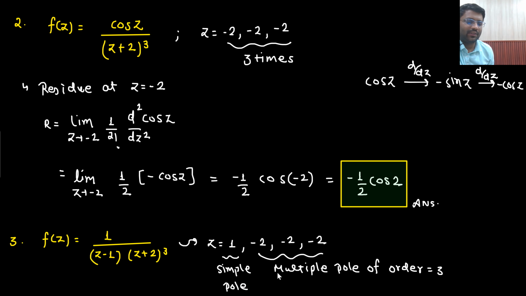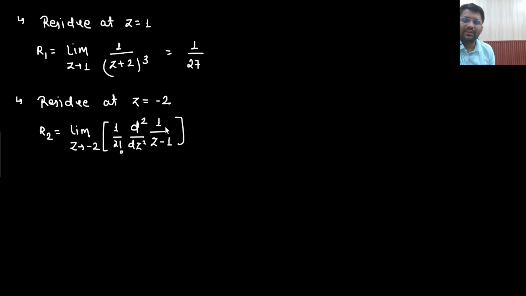So z equals minus 2 is creating the problem. So remove it. Once you remove it, what are you left with? 1 upon z minus 1. Now, sir, there was power 3, so you differentiate 2 times. Then divide by 2 factorial. That's it.